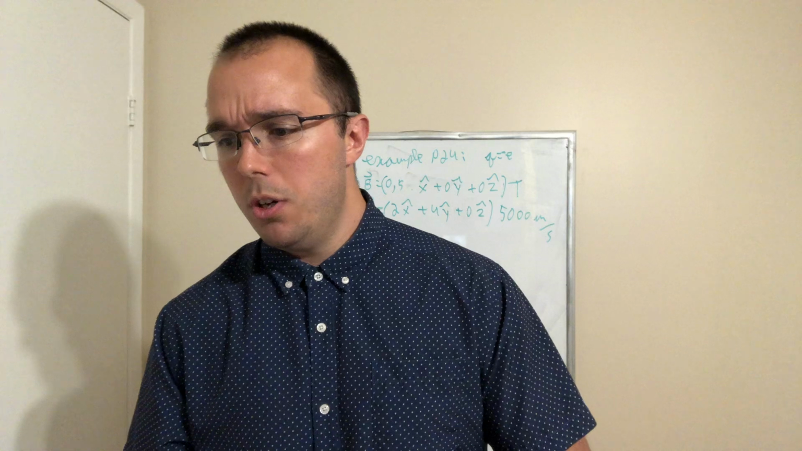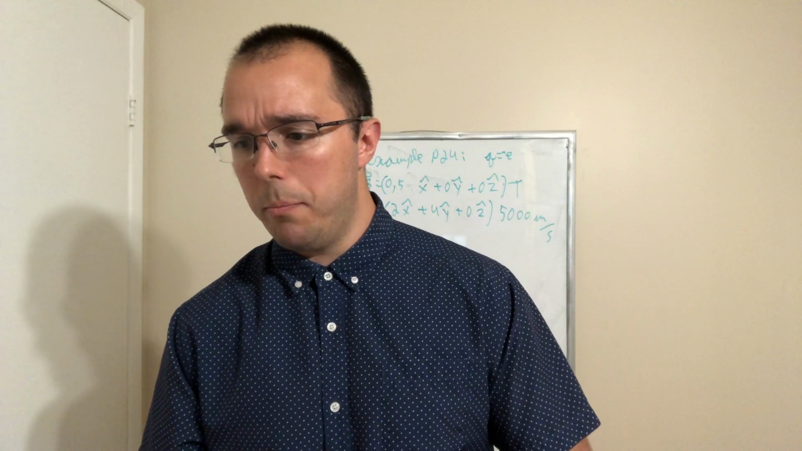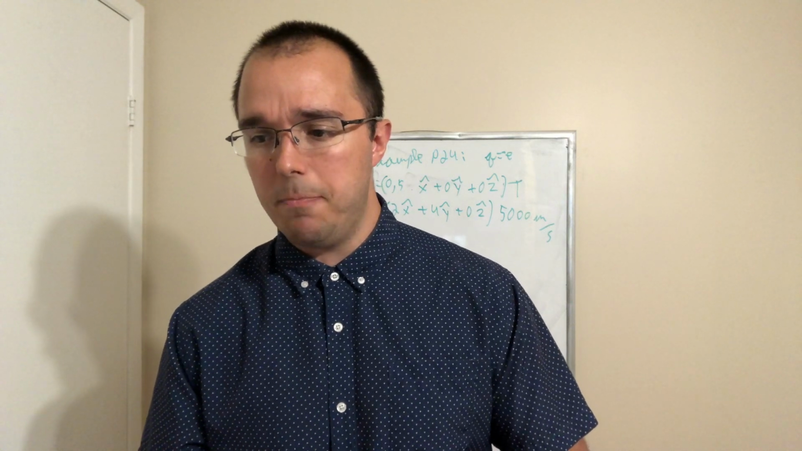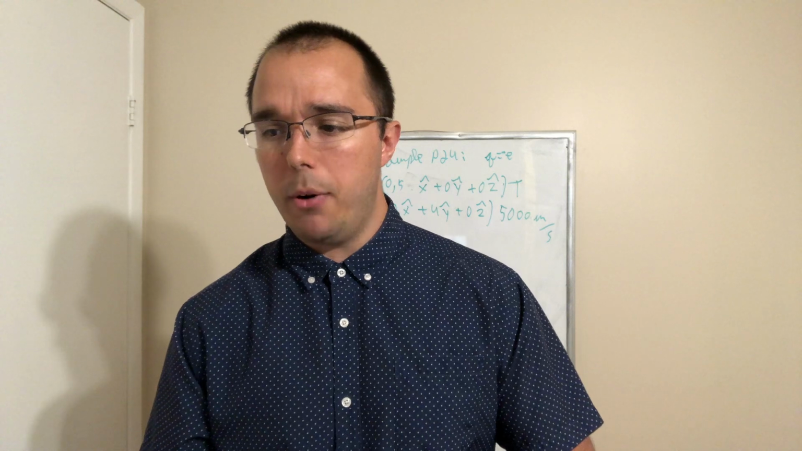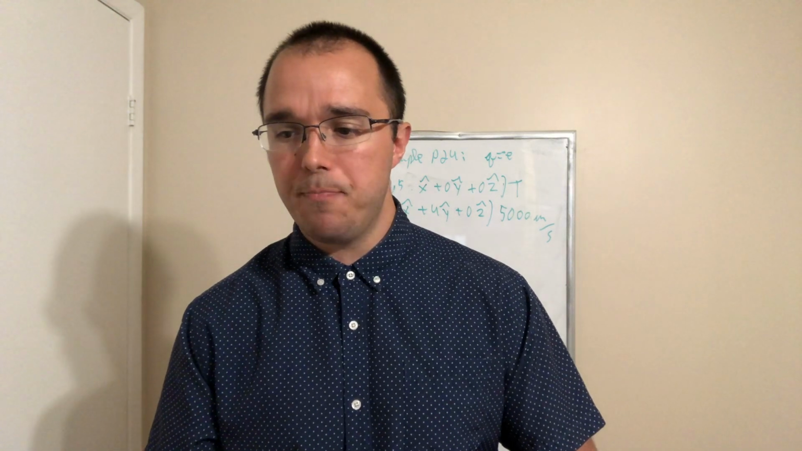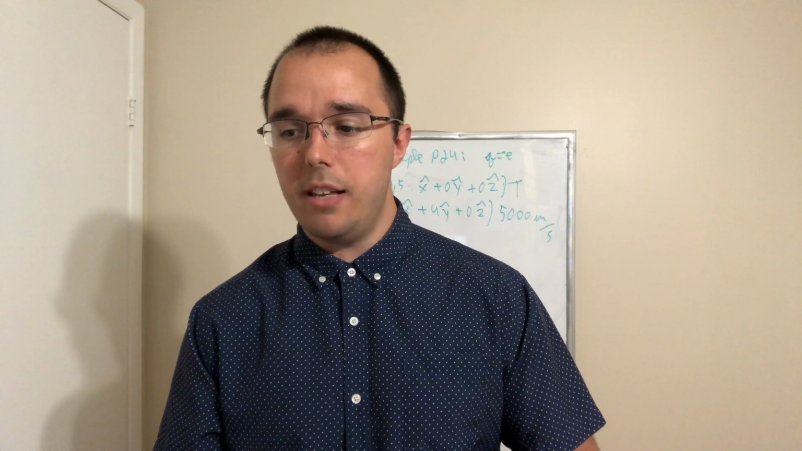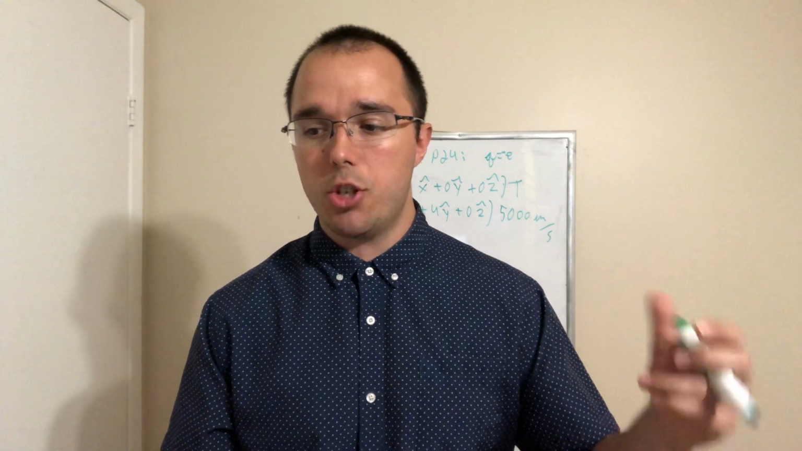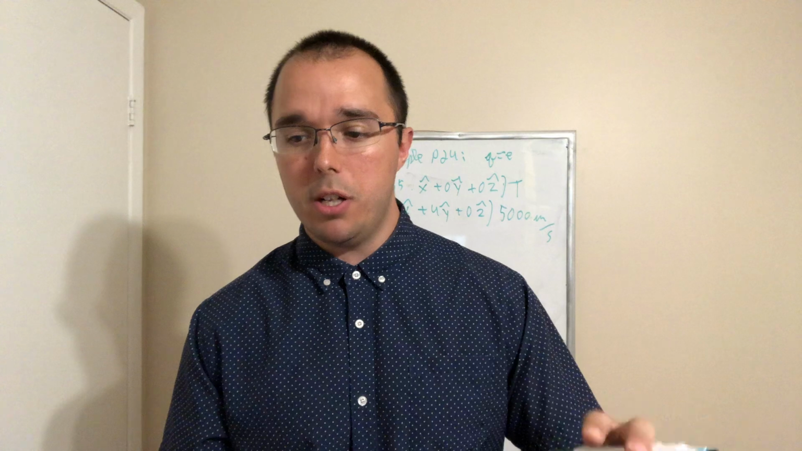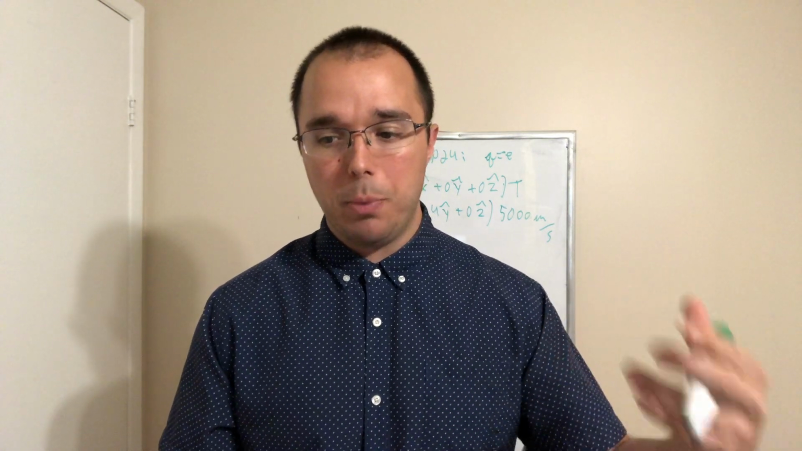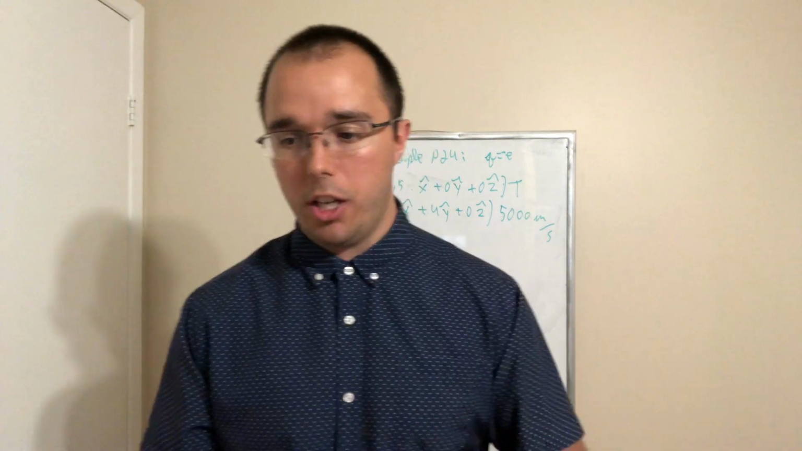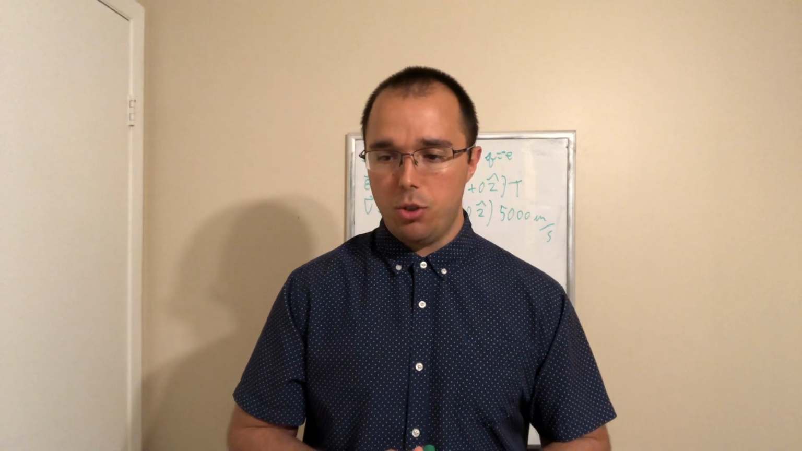So example, we have an electron moving through a uniform magnetic field of 0.5 Tesla. The field is directly parallel to the positive x-axis. What is the magnetic force on the electron when it is moving with a velocity v equal to 2 in the x direction plus 4 in the y direction plus 0 in the z direction, multiplied by 5,000 meters per second? Show that we get the same result using the right-hand rule.